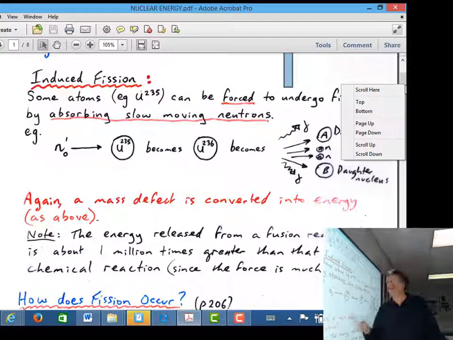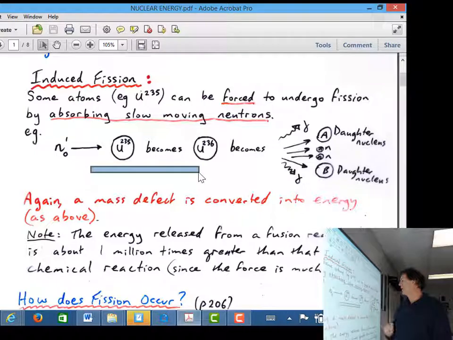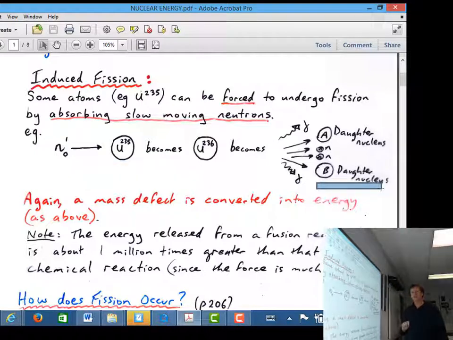Now in the induced one, a neutron is absorbed by the uranium nucleus, becoming an unstable, wobbling 236 nucleus, and then splitting into daughter nuclei with extra neutrons, and the missing mass, the mass defect, is converted into energy. We've got about 1 million times the amount of energy being released compared to a chemical reaction in coal.